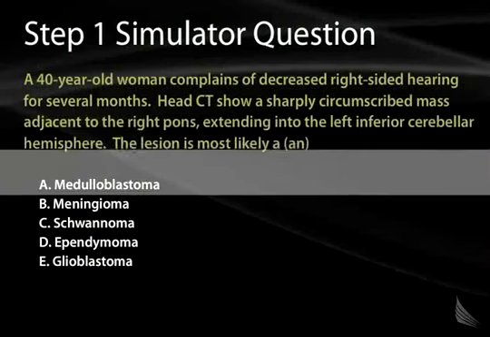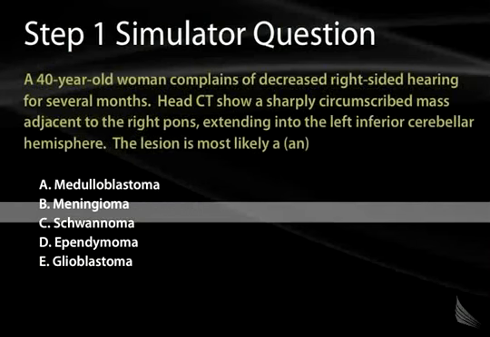The correct answer is schwannoma. It sounds like she has an acoustic neuroma or acoustic schwannoma that's involving this cerebropontine angle. She has extension to the cerebellar hemisphere, the right pons, and she is describing hearing loss for several months. That goes along with an acoustic neuroma.